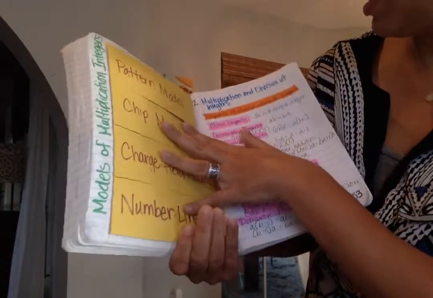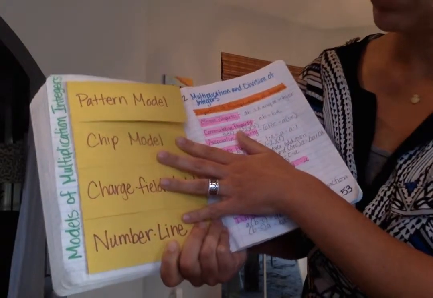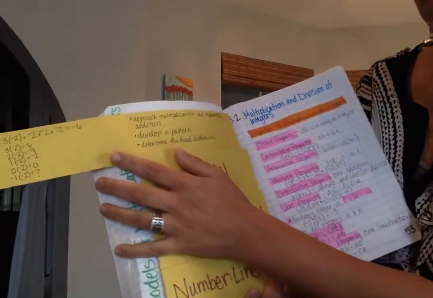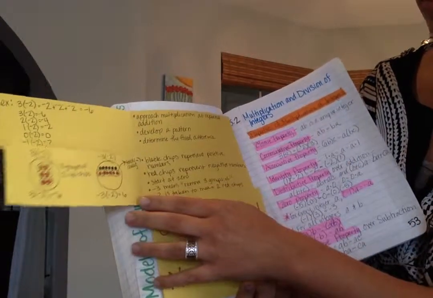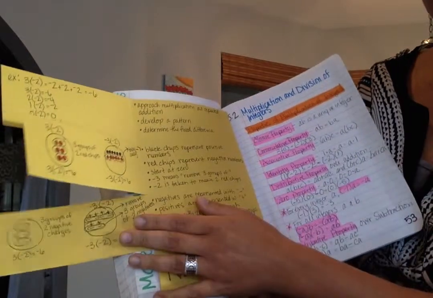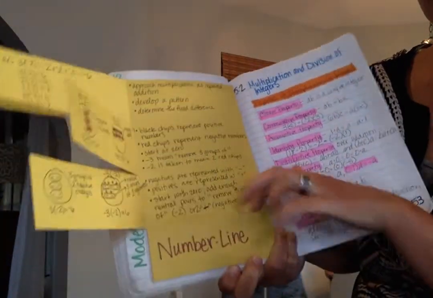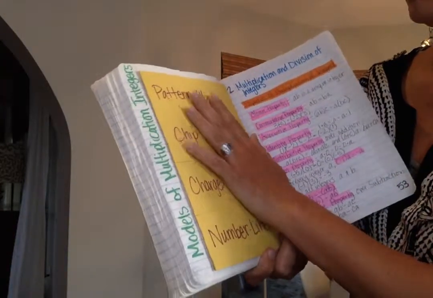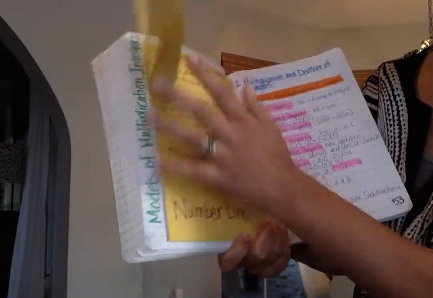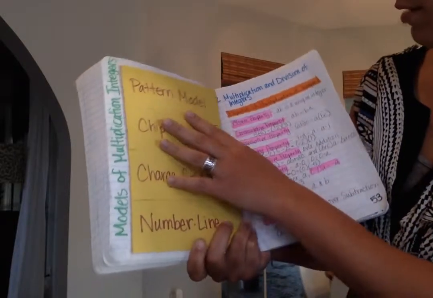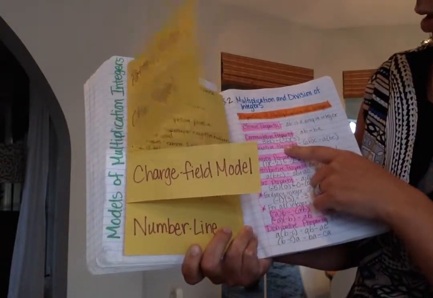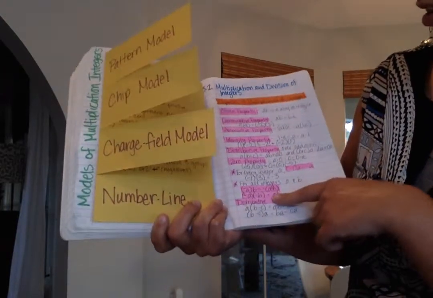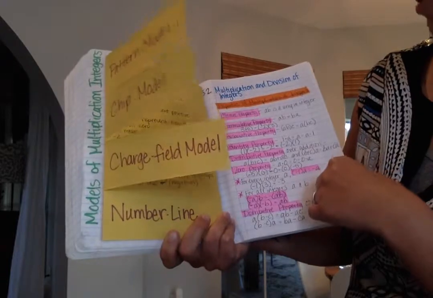Okay, 5.2, multiplication and division of integers. I did the models of multiplication of integers: pattern model, chip model, charged field model, and the number line. Properties of multiplication of integers: closure property, commutative, associative, identity, distributive, zero property, distributive property.